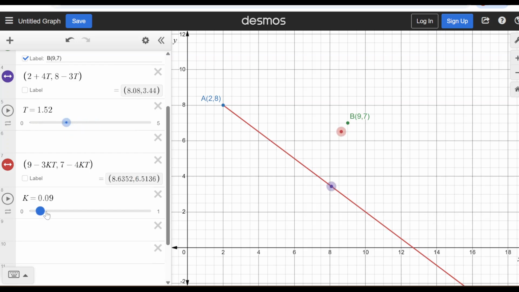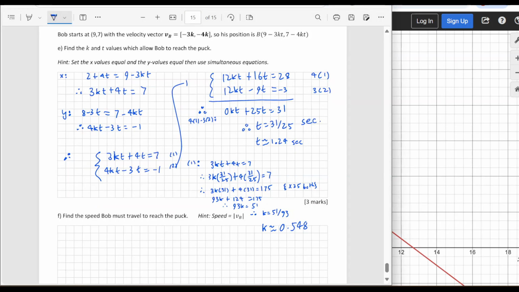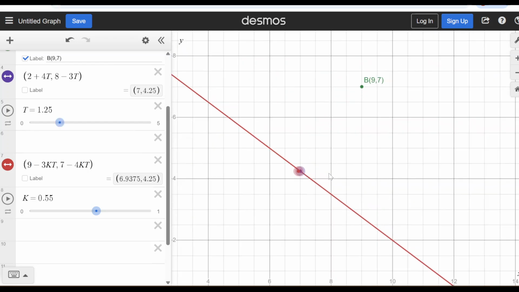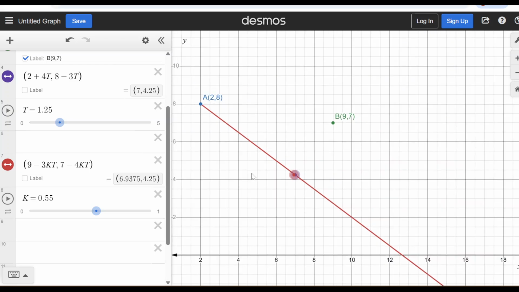And then if K is a little bit bigger, you can see that he is attempting to make it to the puck, not quite there. K would have to be a little bit bigger there. Let's see. Maybe around that would work. And really importantly, we know what it should be. So K should be about 0.548. So if we set K to like 0.55 and T was 1.24, so it looks like it takes 1.24 seconds, which Desmos is not letting me hit. Anyway, the point is that they're about meeting there, right, when we set our K and T values.